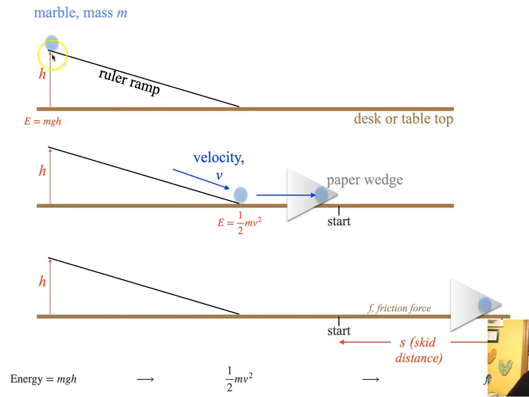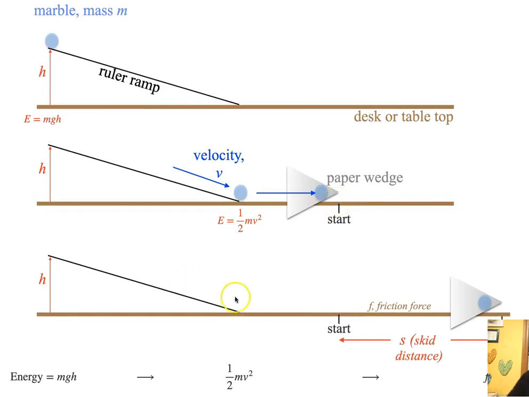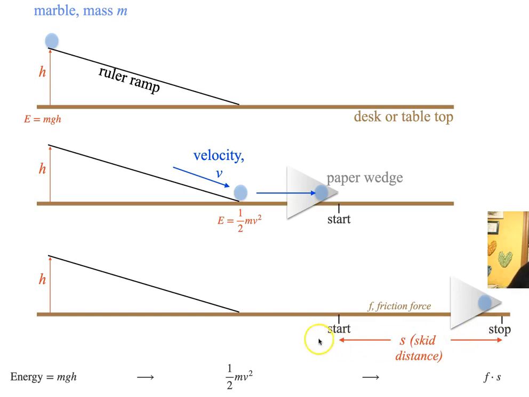Here's a marble, mass M, height H. There's the ruler ramp, and this is all on a desk or a tabletop. And then the marble rolls down, and it has a velocity v at the bottom. It has a kinetic energy, which is 1/2 mv squared. And then it gets captured by the skidder, still at velocity v. And there's a start point. And then there's a friction along the table. The skidder has a friction, and it slows down and it stops. So there's a skid distance S, and that's what we measured from the start to the stop, the skid distance.